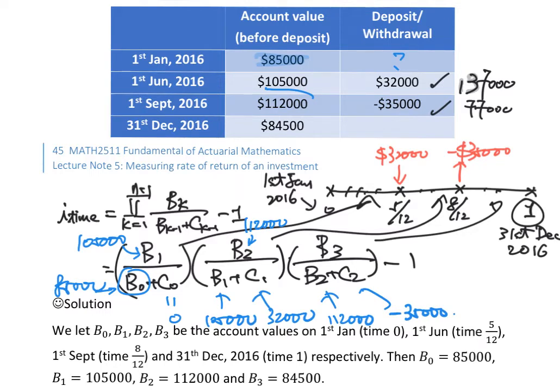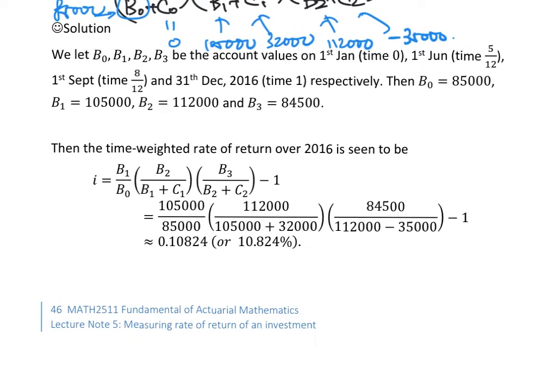Now for B3, that will be the account balance on the last day, which is 84,500. So essentially we have all the numbers ready. Then you can just press your calculator and easily get the final answer. After some calculation, you will find the answer is around 10.824%, which is the actual return of your investment account. So this is one example about the time weighted rate of return.